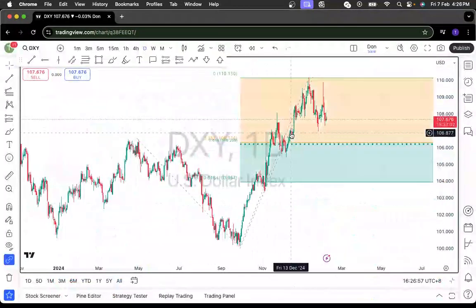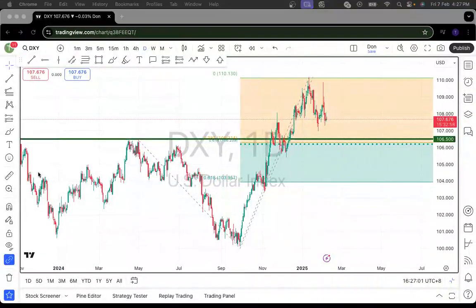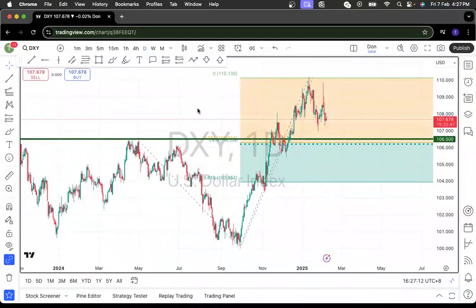Right? So I'm going to move back to the DXY. Those are the key levels I would probably watch out for in the US dollar. And yeah, we do still have a bit of time. If you have any questions, you can drop them into the comment section.